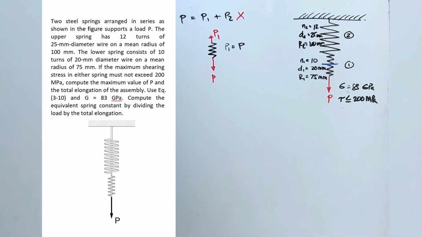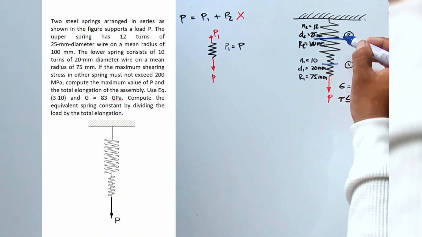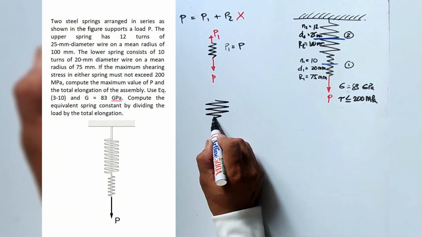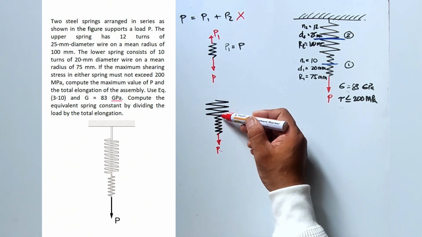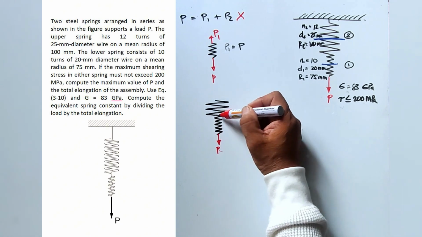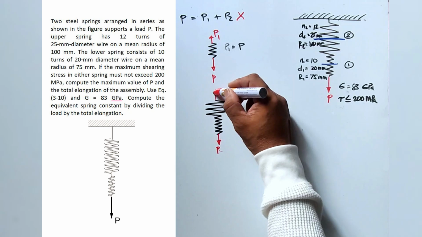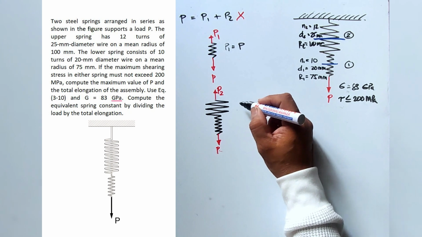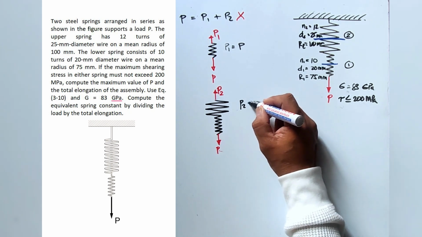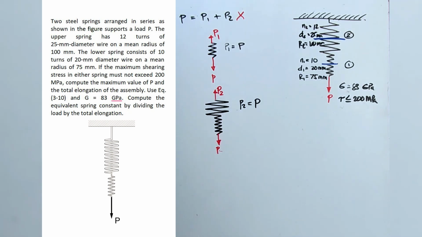And if we cut a section here for spring 2, what we have will be this. Here's our P, and this is spring 1. It's not cut. And there's our spring 2. So we have a resisting force P2 here. And from equilibrium, P2 is also equal to P. So according to the problem, we are going to use equation 3-10. That is the equation for heavy springs considering the curvature of the spring.